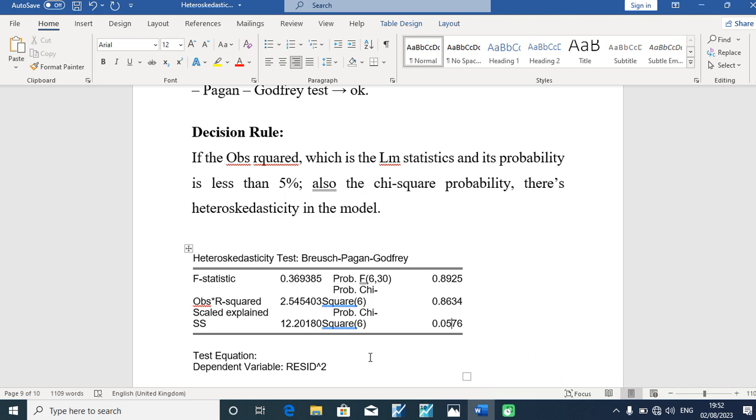In my next video, I will explain how to use other methods to resolve the problem relating to heteroskedasticity.